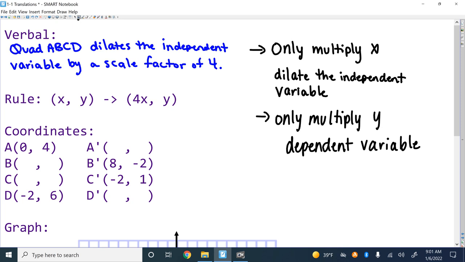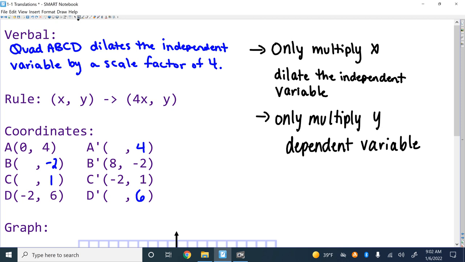I would say 4. Oh, because the rule said 4x. So all of the y values will stay the same. If you wanted to go ahead and write those in, so point A is 0, 4, so A prime is something, 4. And point D is telling us the y value is 6, so all the y values are the same. You could just copy them from left to right and right to left. The y values don't change.